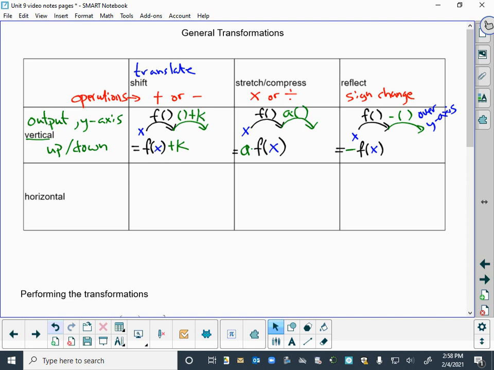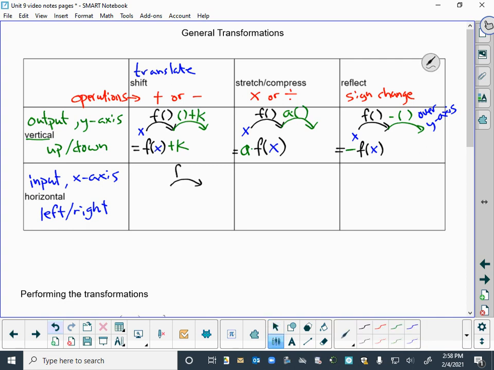All right, horizontal. We naturally associate the horizontal with the input axis. It's the x-axis. That's where we store our horizontals. This is about moving left and right. And so if we want to do a horizontal shift, we're again modifying a parent function. But this time we're wanting to shift left or right. We'll go shift right, because the right's where the positive numbers are.